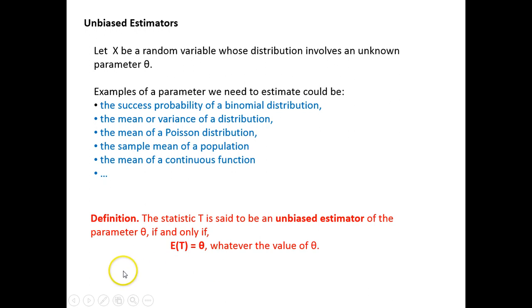and we have a definition that the statistic T is said to be an unbiased estimator of the parameter theta if and only if the expected value of T becomes theta. It's equal to theta, whatever the value of theta.